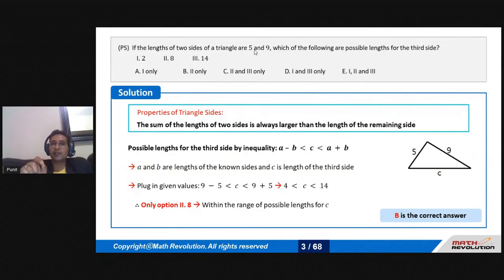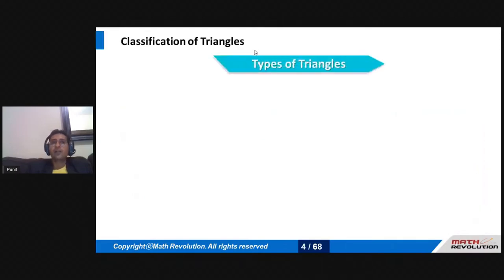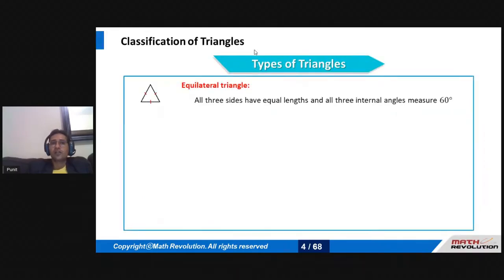So this error has happened with most of the students in the past. So always make sure that you apply the range part properly of the difference and addition. Let's talk about the classification of triangles based on the sides.